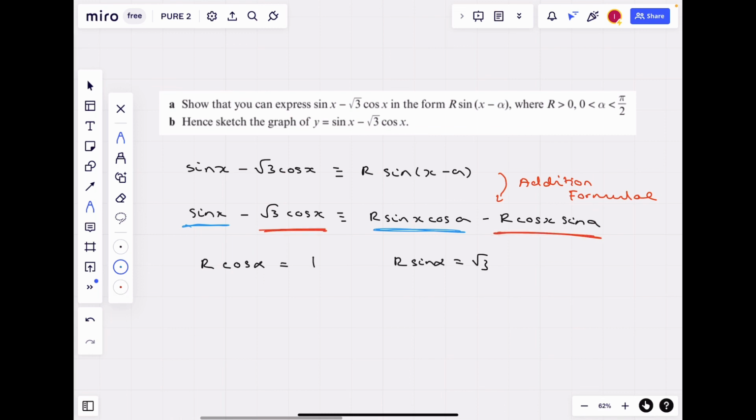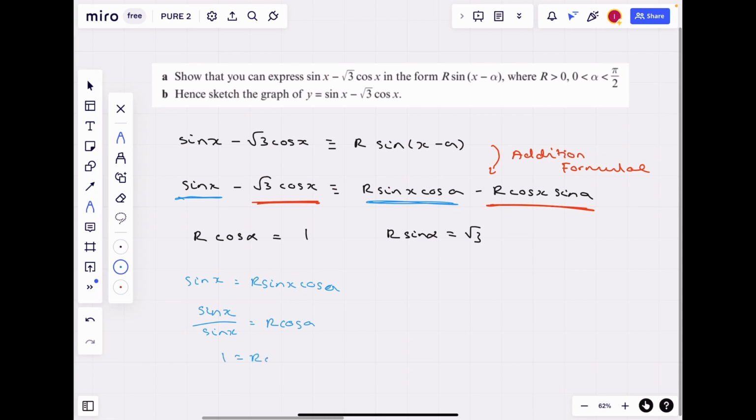Yeah? So if sine x equals r sine x cos alpha, that means sine x over sine x equals r cos alpha. So 1 equals r cos alpha. That's how I got to it.